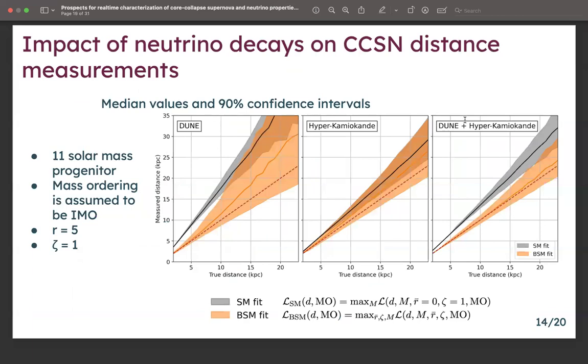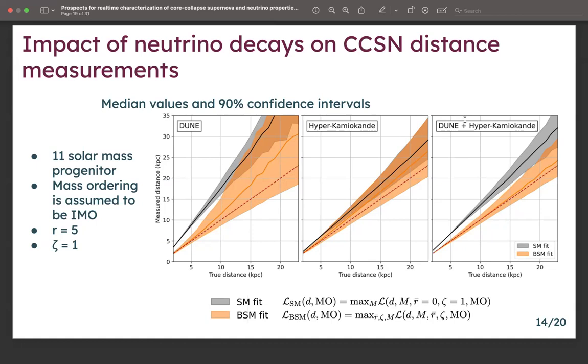So next, I will show you the impact of neutrino decays on the CCSN distance measurements, which is, I think, particularly interesting for you. So what you see here is the case of an 11 solar mass progenitor. We assume the inverted mass ordering to be true, and we have some beyond the standard model scenario with R equal to 5 and zeta equal to 1. In these plots, you see the measured distance as a function of the true distance for DUNE, Hyper-K, and the combination of the two. You see the median values and the 90% confidence intervals.